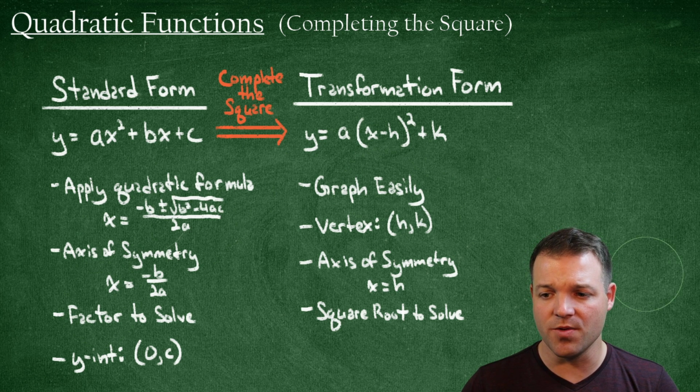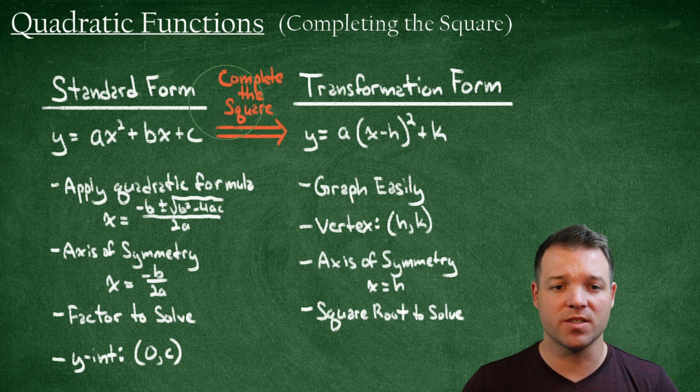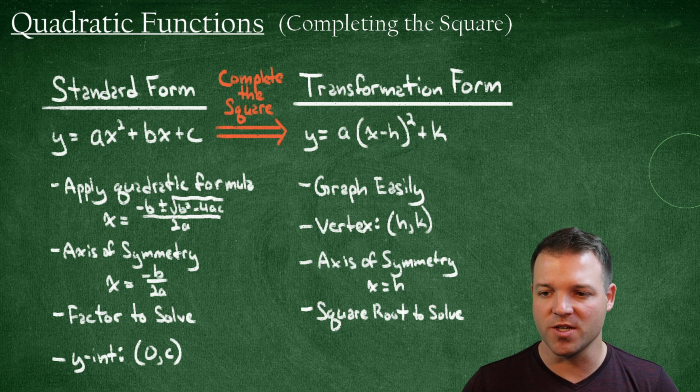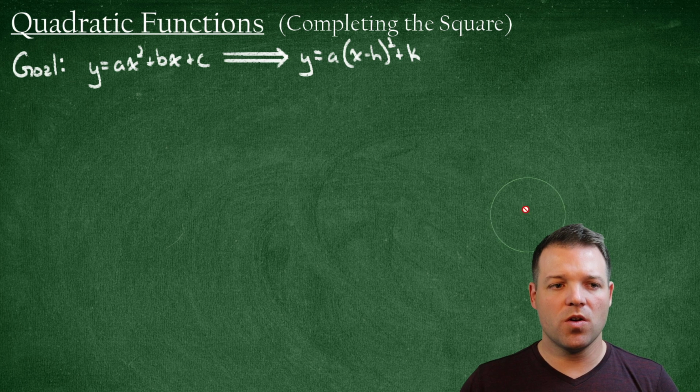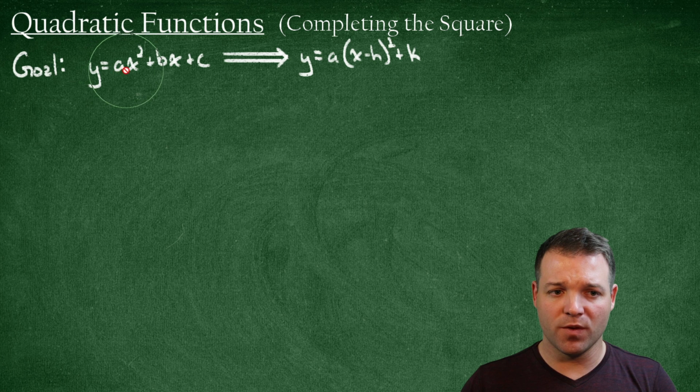So anyways, let's go ahead and talk about what it means to complete the square so we can go from standard form to transformation form. Okay, so let's remind ourselves of the goal. When we complete the square, we want to take something from ax squared plus bx plus c over to this transformation form over here.